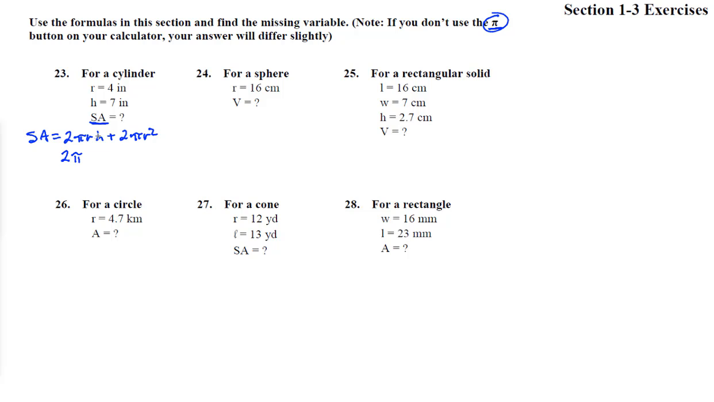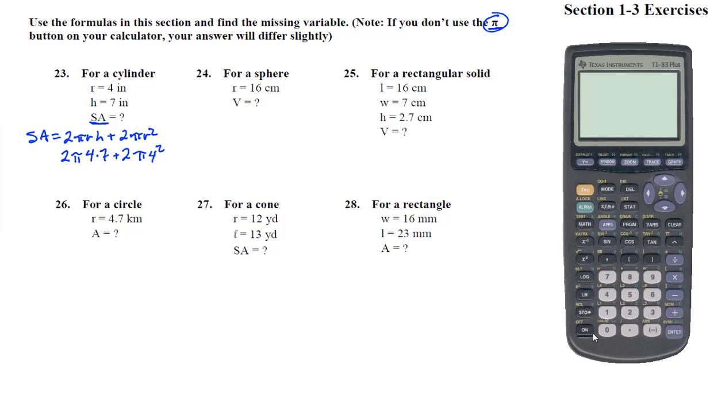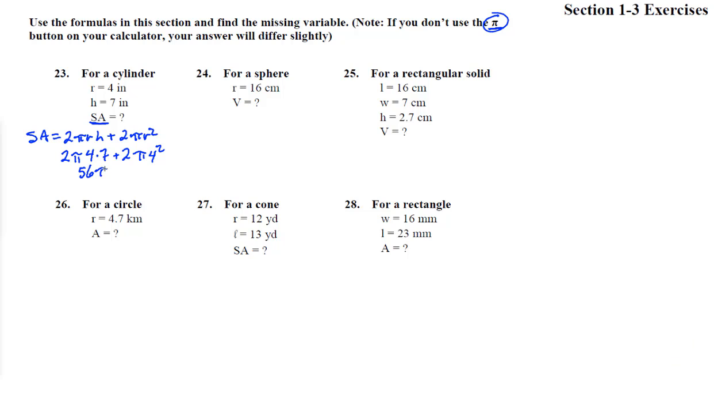Okay, so that's 2 times pi times the radius, which is 4, times the height, which is 7, plus 2 times pi times the radius, which is 4, squared. Now notice this is in inches and this is an area, so our answer is going to be in inches squared. So let's punch this in. Let's do as much as we can first. We get 2 times 28 is 56 pi, plus 2 times 16 is 32 pi. So we should end up with 88 pi.